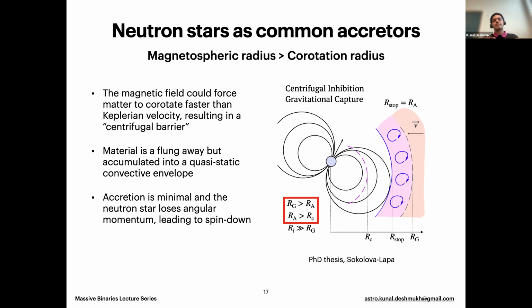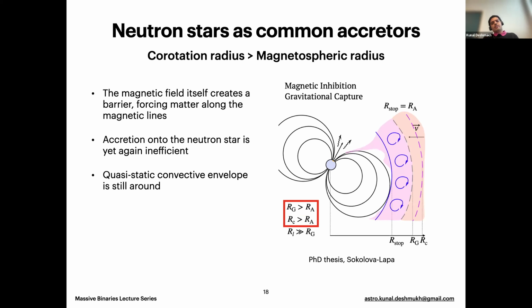But since the matter is still within the gravitational radius, you can see Rg is greater than Ra. This means that between Ra and Rg, the material can still hang around, right? And what it does is form a nice quasi-static envelope. This is a convective envelope because matter is constantly being flung away from this boundary, so you get convection happening in there. In such a case, accretion is minimal, but you do get a drag on the magnetosphere, right? Because it's trying to drag away this material that is at the magnetospheric radius. So you end up spinning down the neutron star a bit, because it's losing a bit of angular momentum.